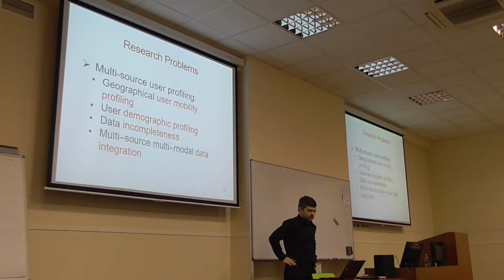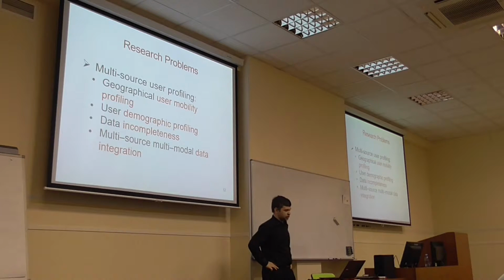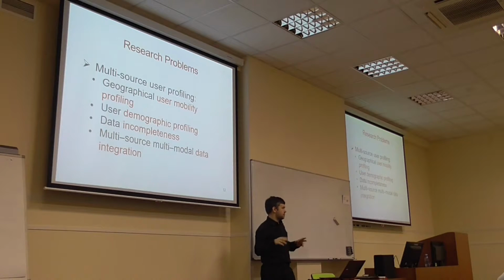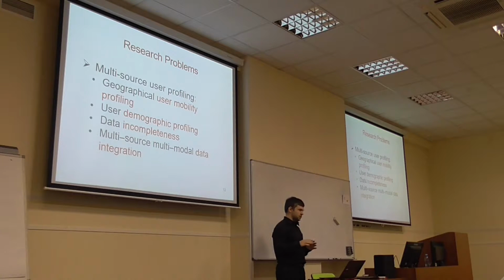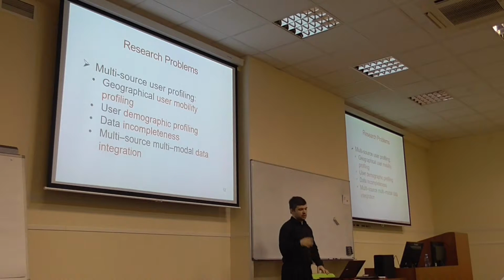But at the same time, we experience some problems. We need to do profiling in the geographical view. Also, we need to do user demographic profiling. And at the same time, data is incomplete because people never use all the social sources in the same way. And we need to integrate them together. So we need to know how all these sources influence the final result and balance them in a way that we get the final, nearly optimal performance. It depends on how we do it.